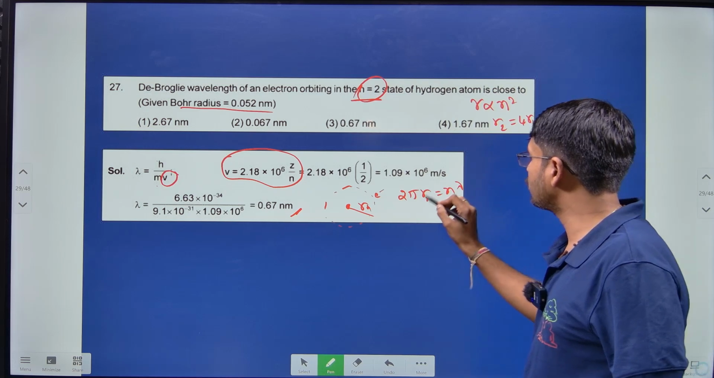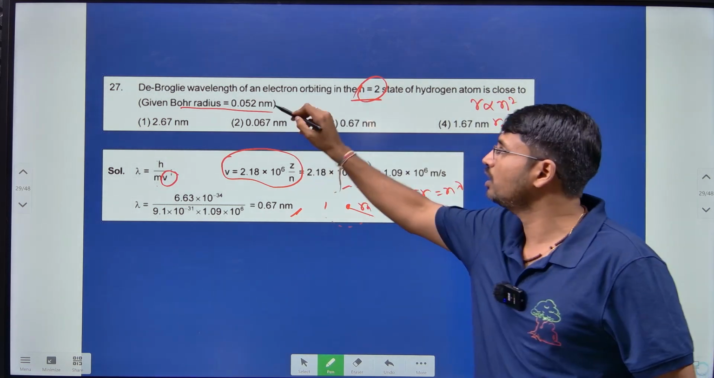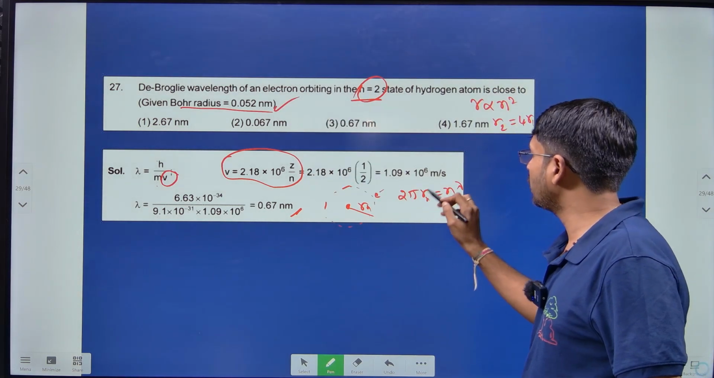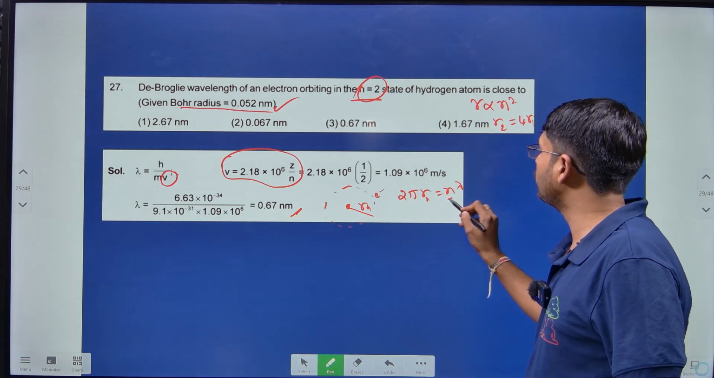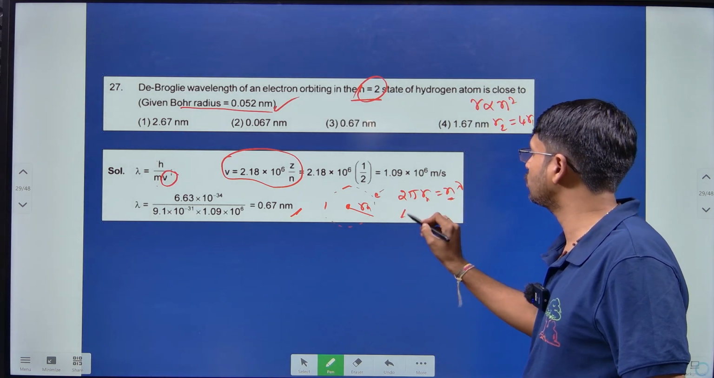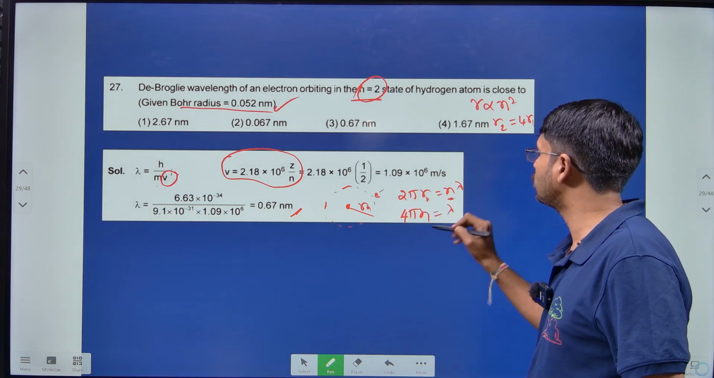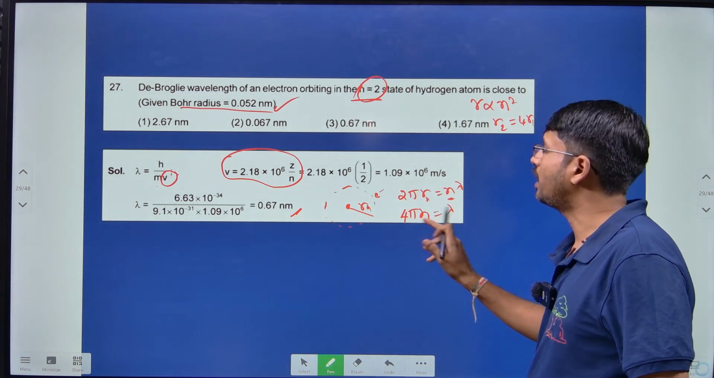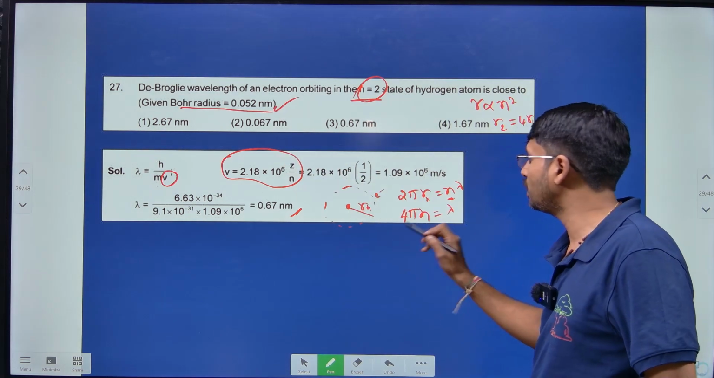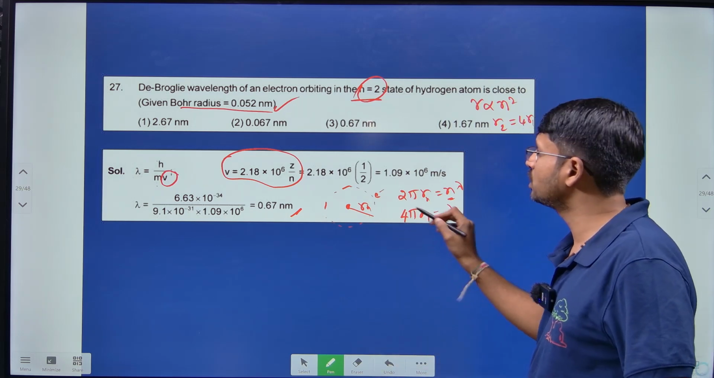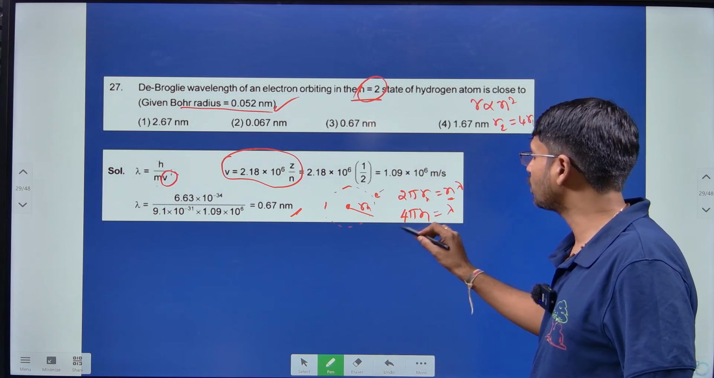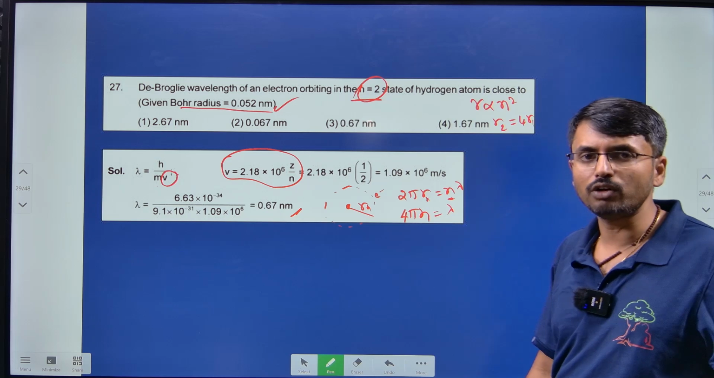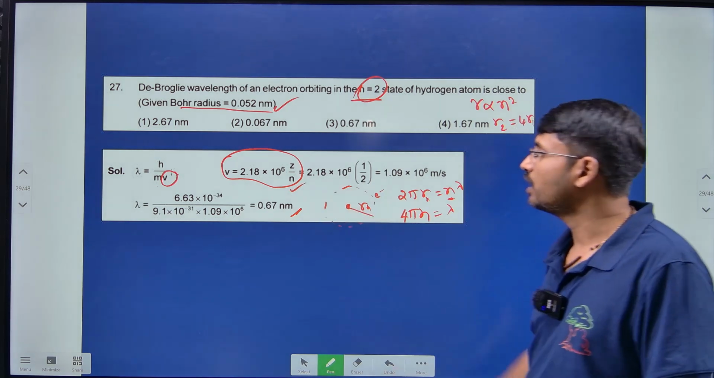Then, as it is 4 times r1, we write 2 pi times 4 r1 equals n lambda, with n equal to 2. The 2 will get cancelled, so 4 pi r1 equals lambda. So lambda equals 4 into pi into r1. R1 is 0.052 multiplied by 4, so that will be about 2 point something, 2 into pi, pi is 3.14. So that will be almost 0.67.